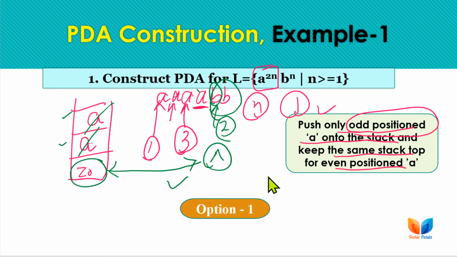So how can we implement this approach, that is, how can we read the second A or even position A and move to the next symbol?